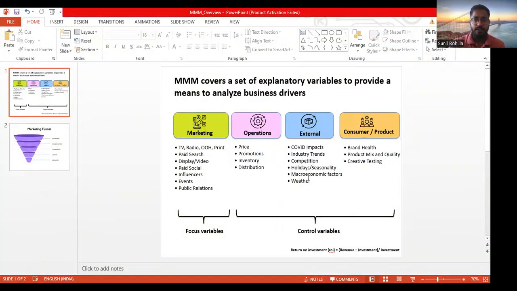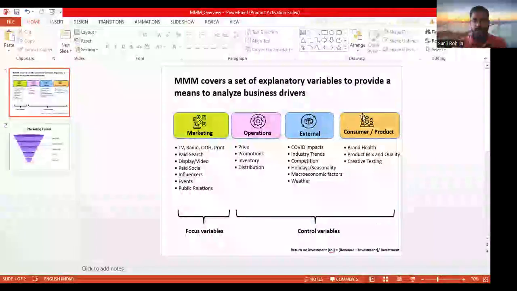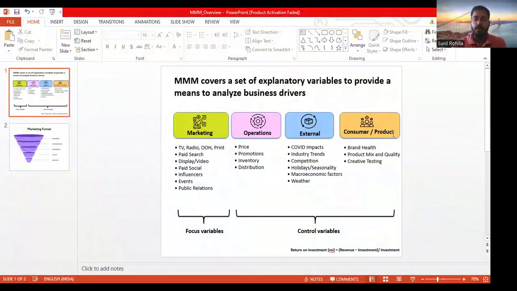As you can see, the variables are divided into four categories. So the first is marketing, second is operations, third is external, and fourth is consumer and product.